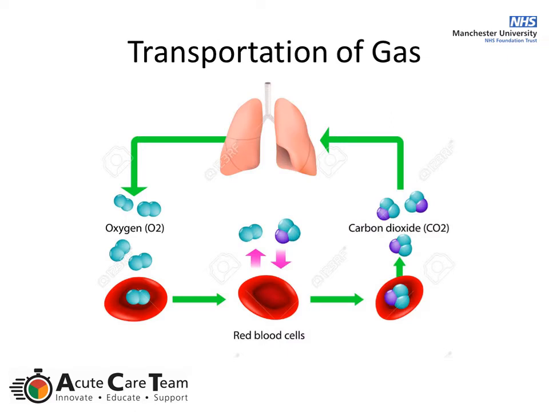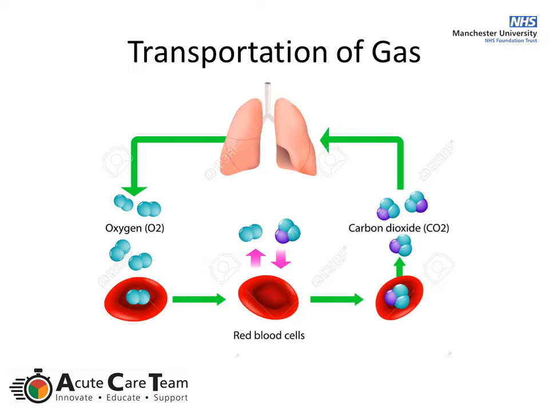So, the transportation of gases. The two major respiratory gases are obviously oxygen and carbon dioxide, and these are transported through the body in the blood. The blood plasma has the ability to transport some dissolved oxygen and carbon dioxide, but most of the gases transported in the blood are bonded to transport molecules. Hemoglobin is an important transport molecule found in the red blood cells, and it carries almost 99% of the oxygen in the blood.